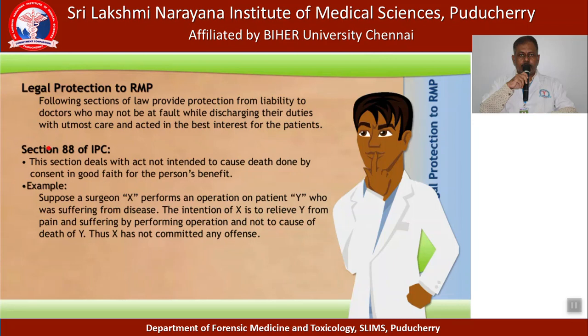Just pause. I will not go a little fast. 88 IPC. The section deals with an act not intended to cause death, done by consent in good faith for the patient's benefit. Example: suppose a surgeon X performs an operation on patient Y, who was suffering from a disease. The intention of X is to relieve Y from pain and suffering by performing the operation, and not to cause the death of Y. Thus, he is not committing an offense; he is relieving pain and suffering. With consent, as has been discussed, this is not an offense.